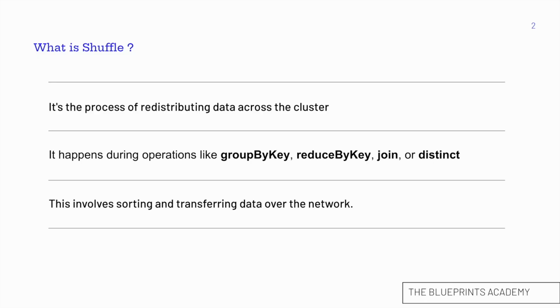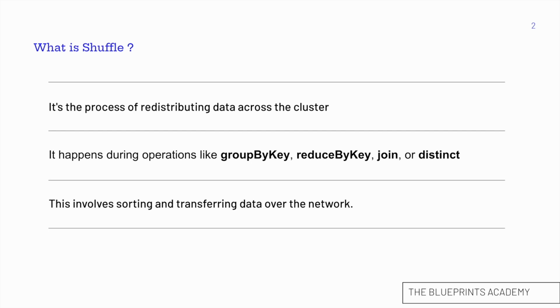So what is shuffle? Shuffle is the process of redistributing data across the cluster. It's actually moving the data across the cluster. It happens during operations like group by key, reduce by key, join, or distinct. This involves sorting and transferring data over the network. To summarize, it's when you perform an operation where Spark has to know which data belongs to which partition, so it usually transfers this data to make sure that what it's computing is actually available.